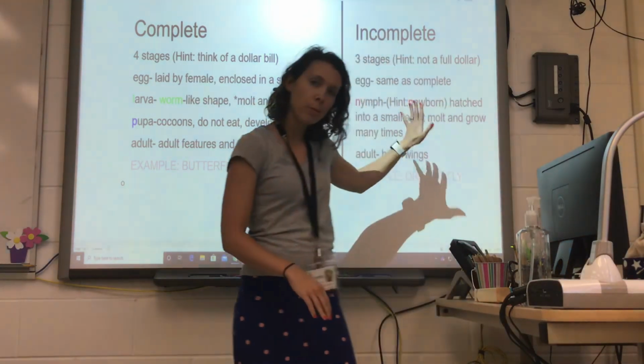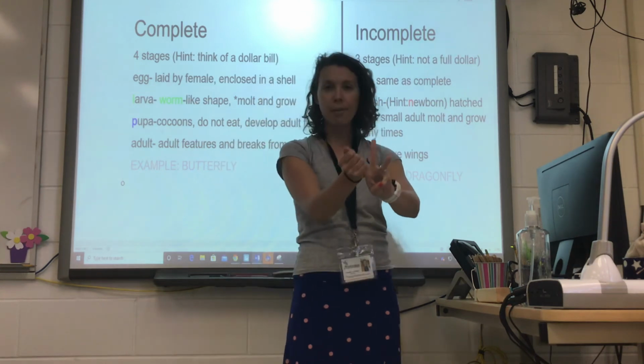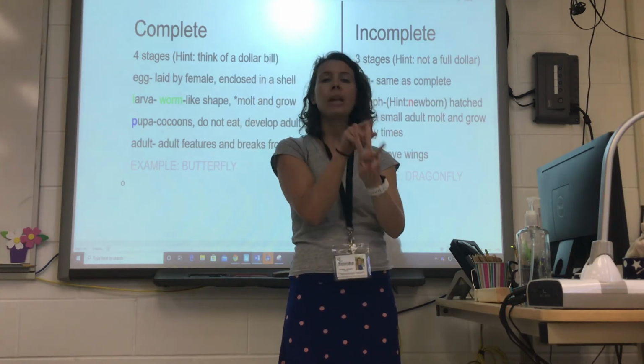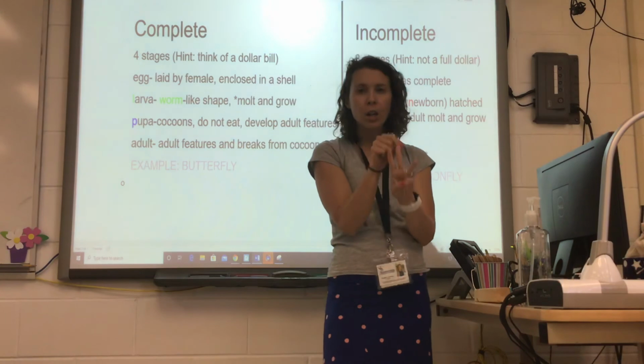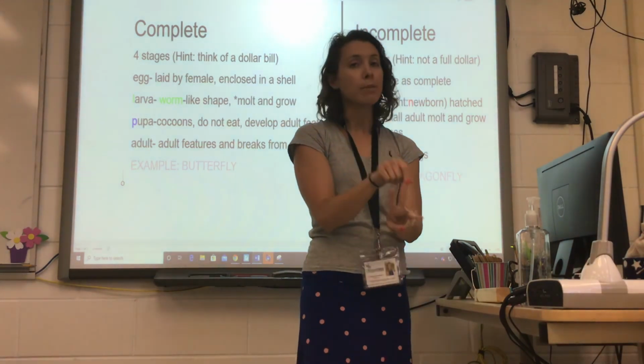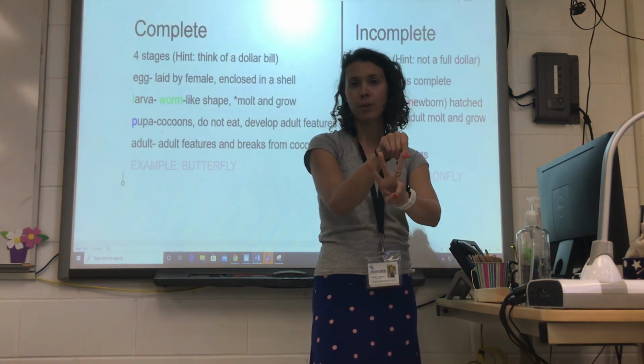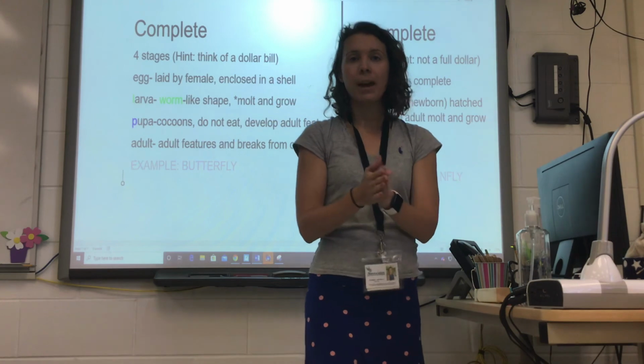For incomplete metamorphosis, we only have 3 stages. We still have our egg, but we have our nymph, that newborn baby. It's gonna look just like the adult, but smaller. They can molt and grow as many times as they need to and want to, and then they form the adult, okay? All right, hope that helped clarify.